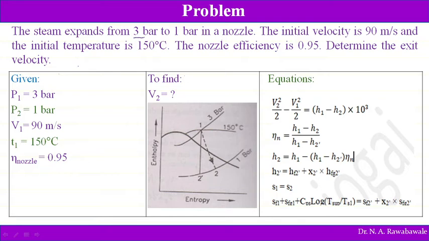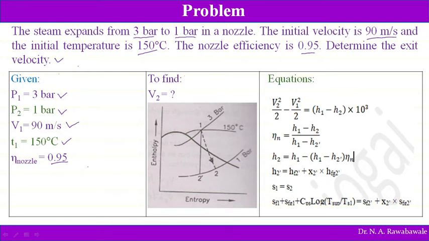Steam enters the nozzle at 3 bar and comes out at 1 bar. So pressure P1 is 3 bar and pressure P2 is 1 bar. The initial velocity of steam V1 is 90 meters per second, which is given. The initial temperature of steam T1 is 150 degrees Celsius, which means the steam entering the nozzle is superheated steam. The nozzle efficiency is given as 0.95. And we are asked to determine the exit velocity of steam.